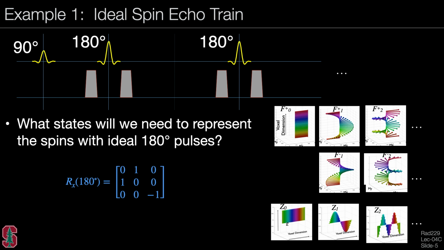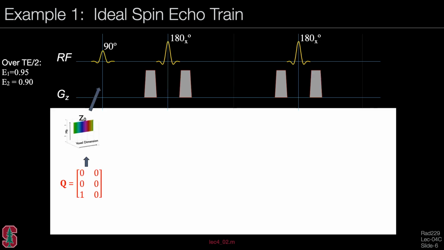We have a 90-degree excitation followed by 180-degree refocusing pulses. The question here is, which of these EPG basis functions or states will we need to represent the spins with ideal 180-degree pulses? And a reminder that a refocusing pulse about the Mx axis will have the rotation matrix shown here. So let's look at this example to find out the answer here.